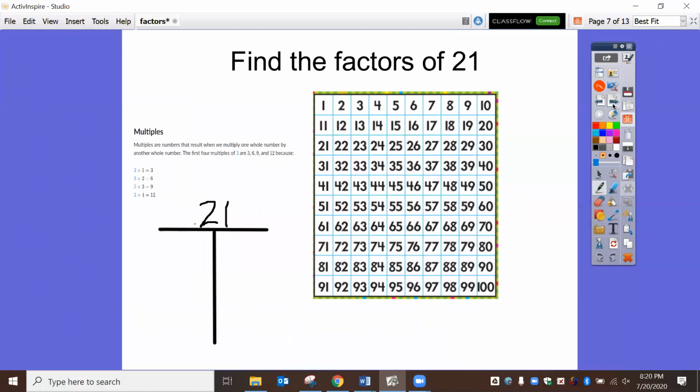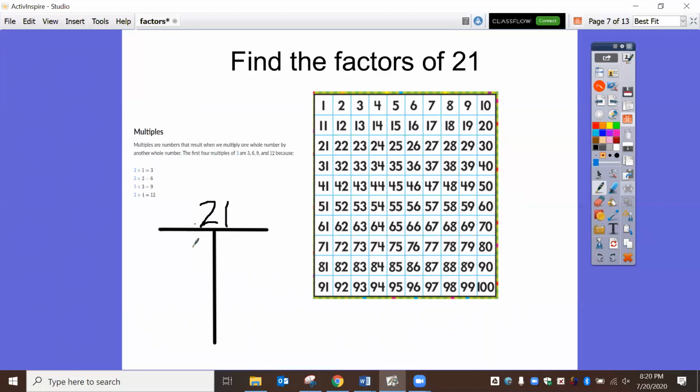Our last strategy is going to be using a hundreds chart. And before we do this, we need to review what you learned a few days ago about multiples. Remember that multiples are numbers that result when we multiply one whole number by another whole number. So for example, the multiples of 3 are 3, 6, 9, and 12, because 3 times 1 equals 3, 3 times 2 equals 6, 3 times 3 equals 9, and it keeps going.